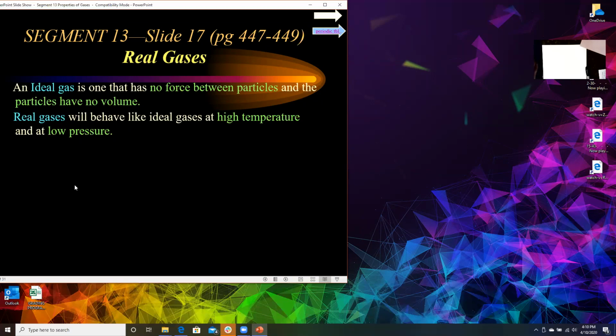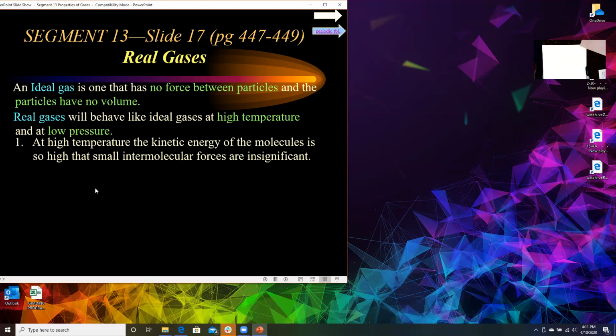And low pressure, well, typically that means pressures like an atmosphere or 2 or 3 atmospheres, but it's not going to behave as an ideal gas if you get up to 1,000 atmospheres. You know, you can take graphite and put it under several thousand atmospheres of pressure and it becomes a diamond. So things change at very high temperature and pressure, low temperature and high pressure. So at high temperature, the kinetic energy of the molecules is so high that the small intermolecular forces are insignificant.